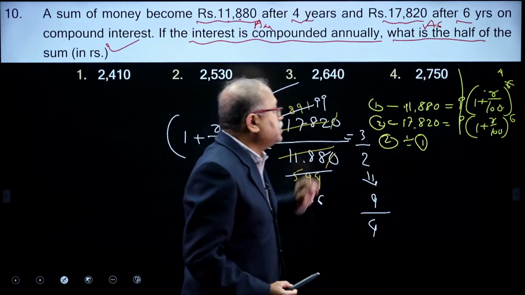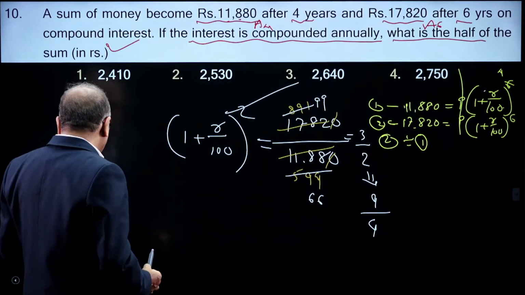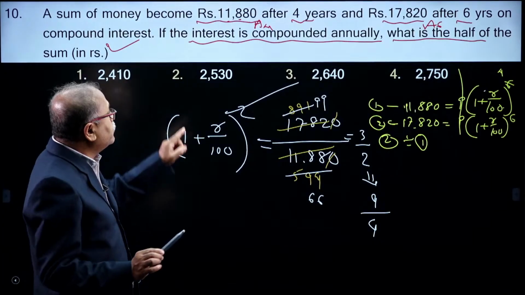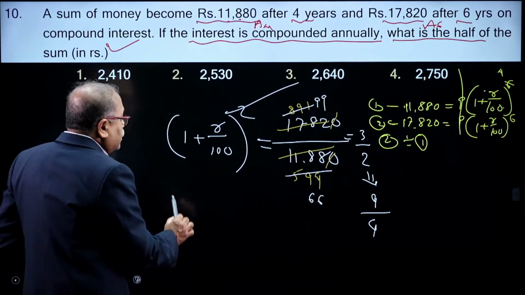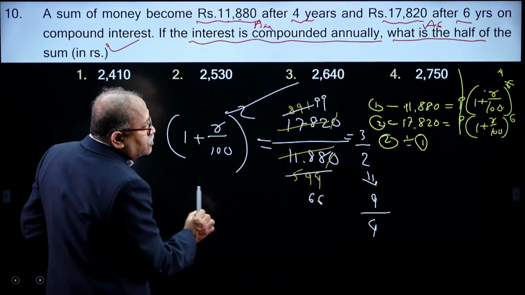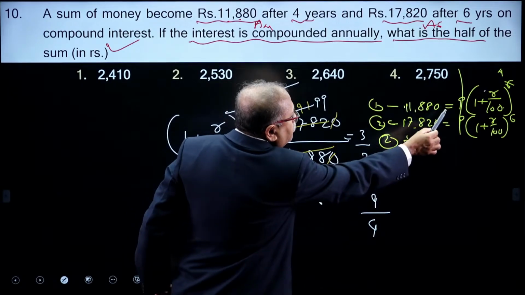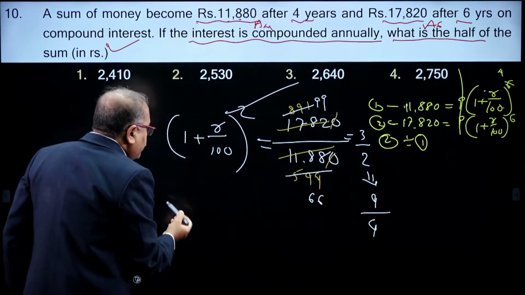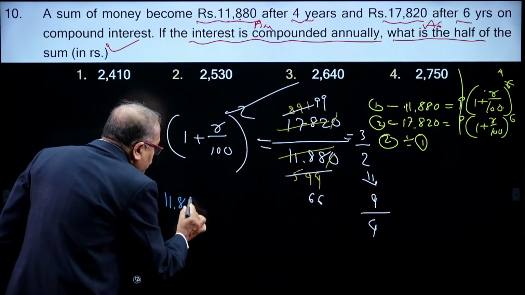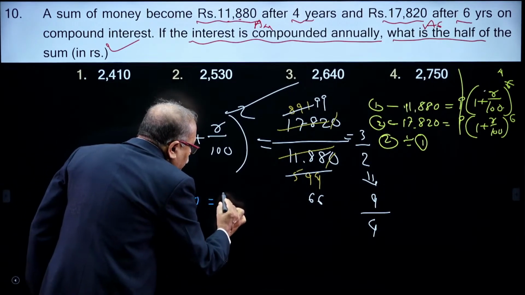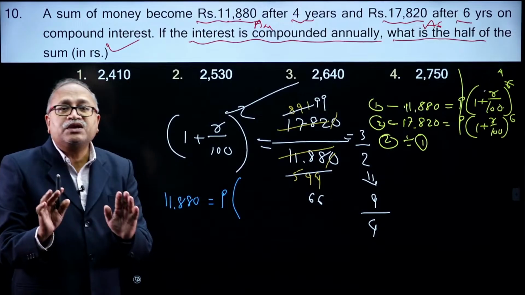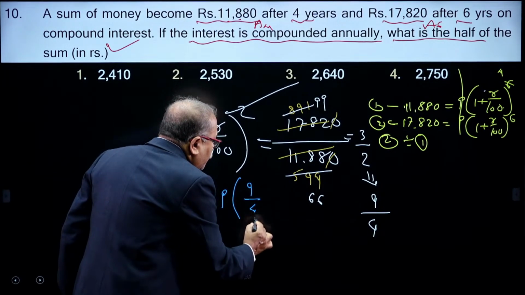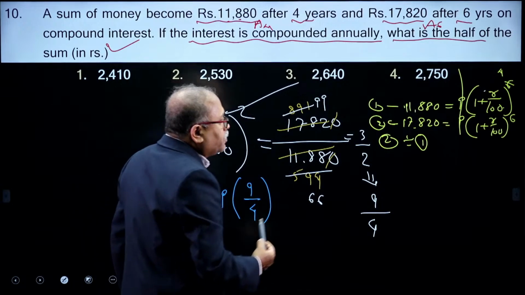So, let us write down this one here. There is slightly more writing in this particular model when the time is not seen. So, here, which one? 1 plus r by 100. So, A is equal to 11,880 is equal to P into 1 plus r by 100, that is 9 by 4 to the whole power.